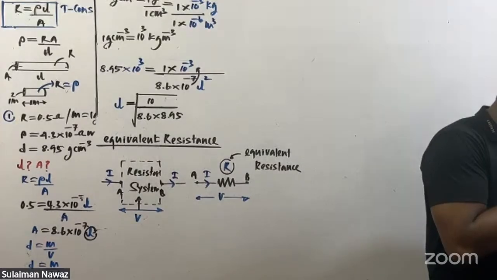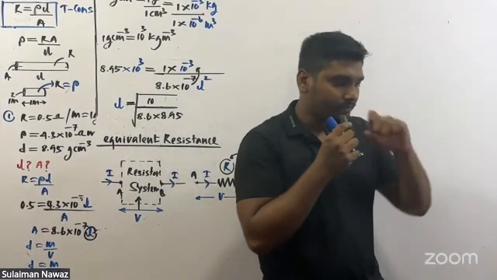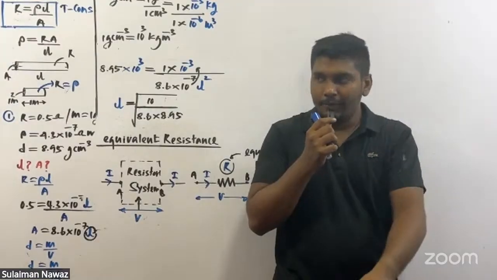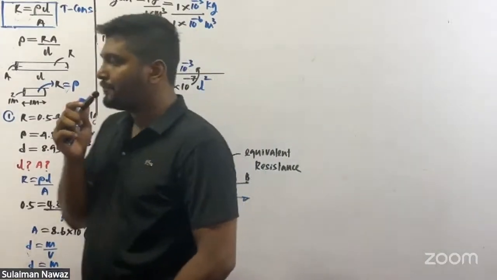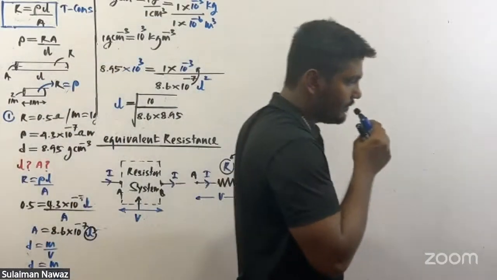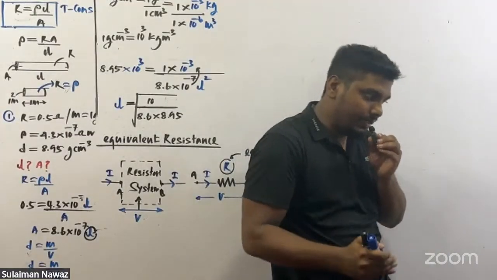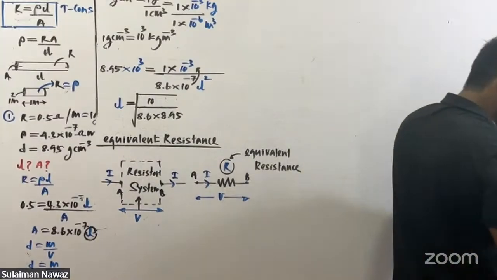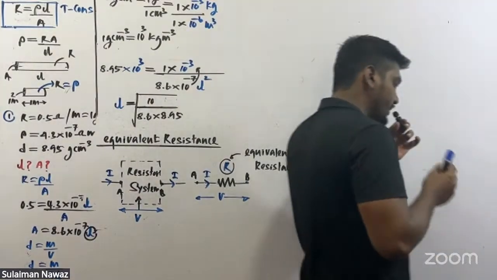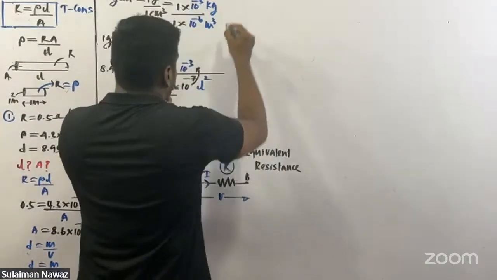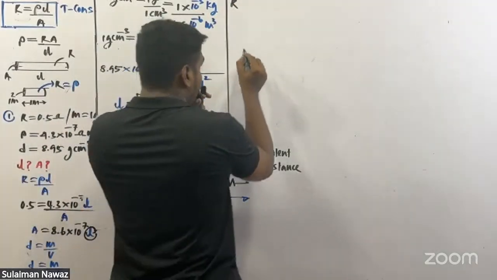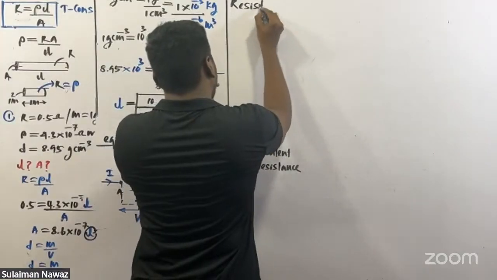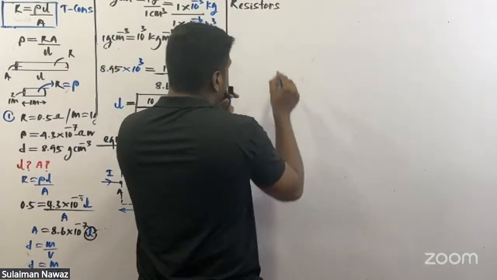Okay, then you can write down there are two systems of resistors. Number one, series. Number two, parallel. And put a subtopic, resistors in series.